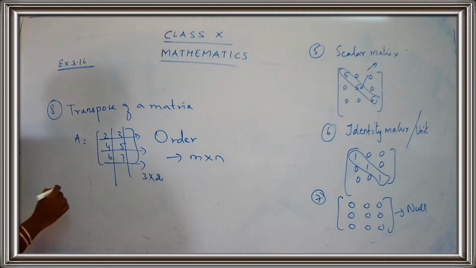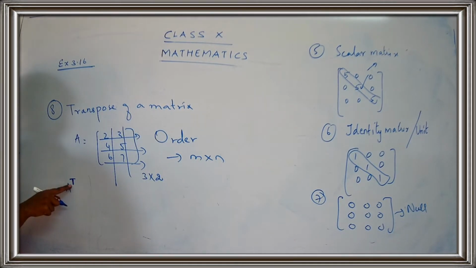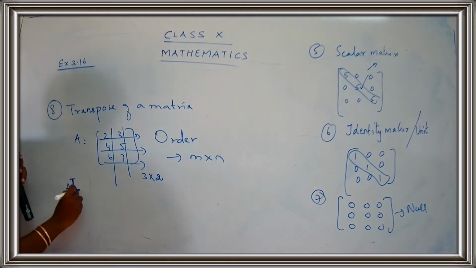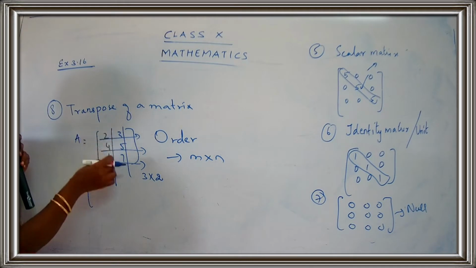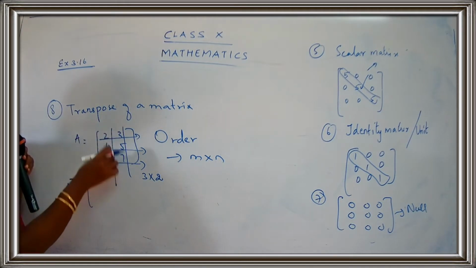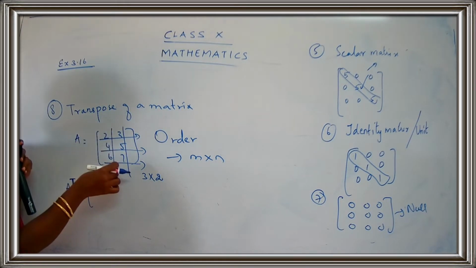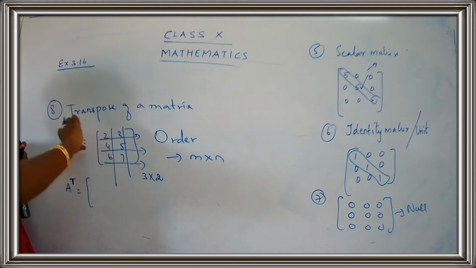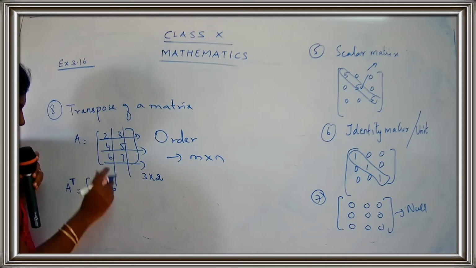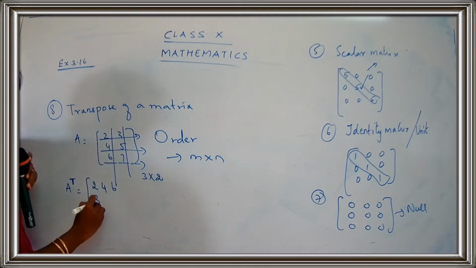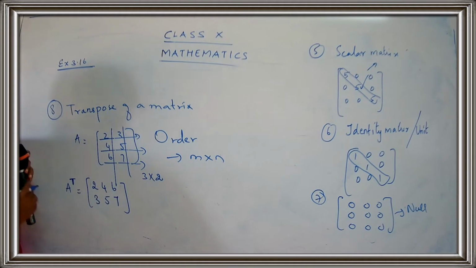You have to give the symbol as A transpose. This is called the symbol. To write transpose, you have to write a capital T as the power. I hope you are clear, children. So this is equal to interchanging the rows into columns. What is the column here? I'll just take this column: 2, 4, 6. Just change this column as a row. So you can write down this as 2, 4, 6. And this will be written as 3, 5, 7. Getting my point?